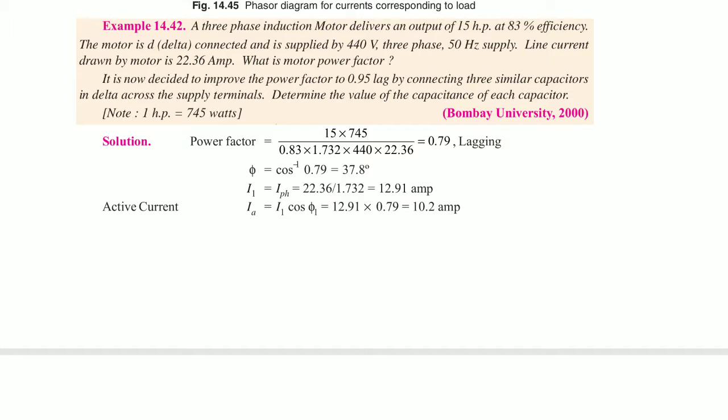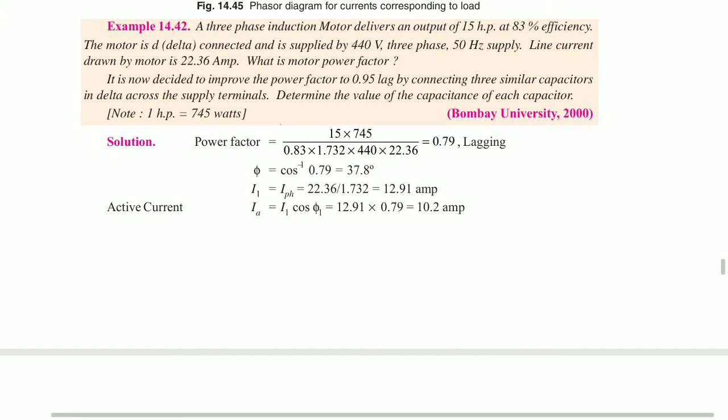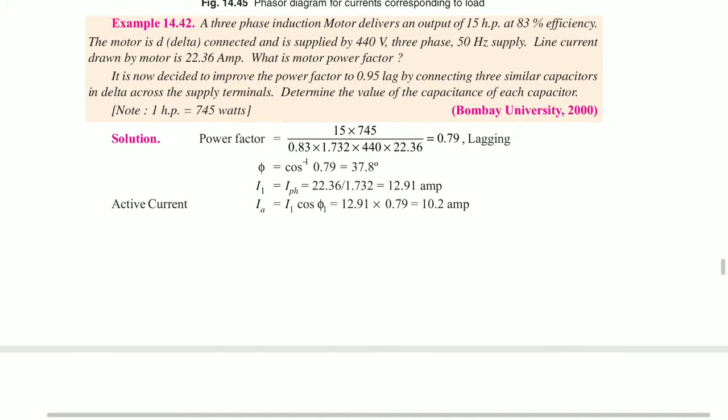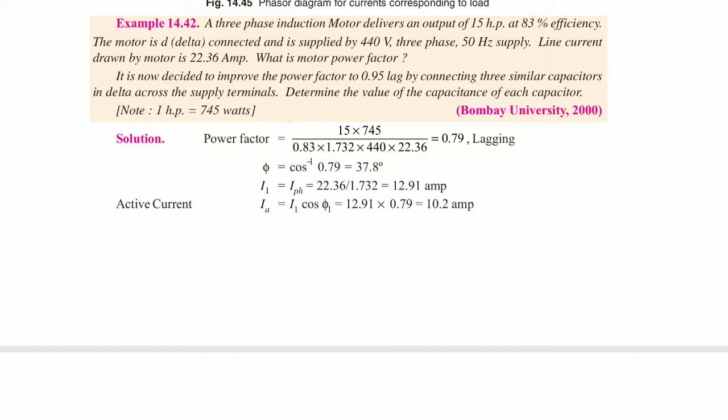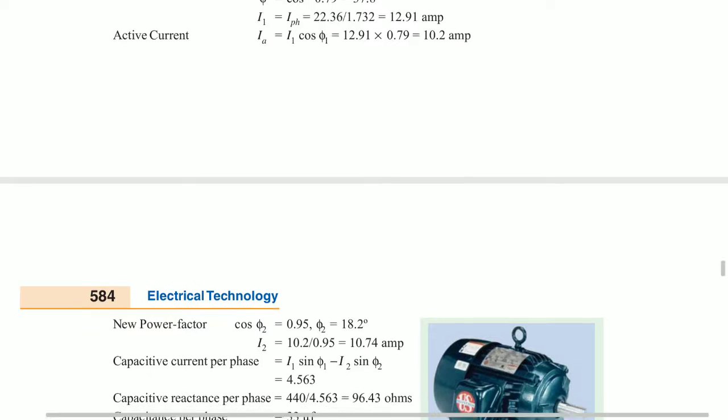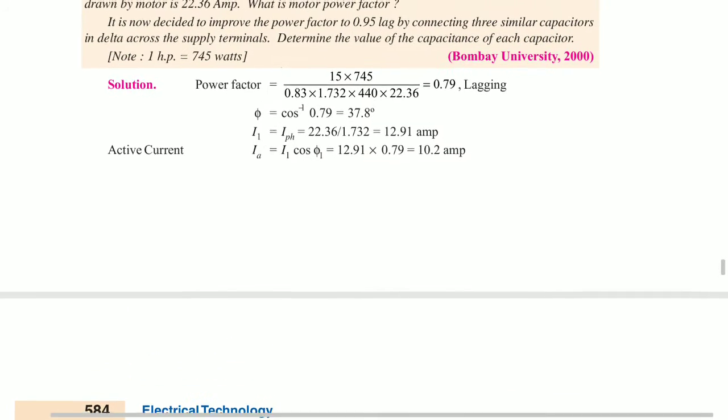Then it is decided to improve the power factor to 0.95 by connecting three similar capacitors in delta across the supply terminals. Determine the value of the capacitance of each capacitor. This is a three-phase problem, a simple problem.